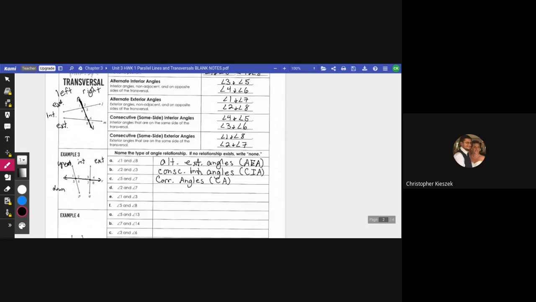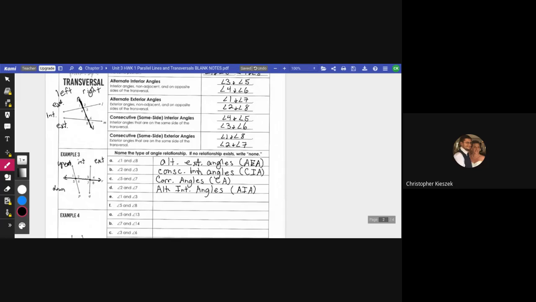All right, how about 2 and 7? Again, they're both interior, but on different sides of the transversal. So these are alternate interior angles. And we can abbreviate that as AIA. Again, you don't necessarily need to abbreviate if that's confusing you, but it's just an option you have.